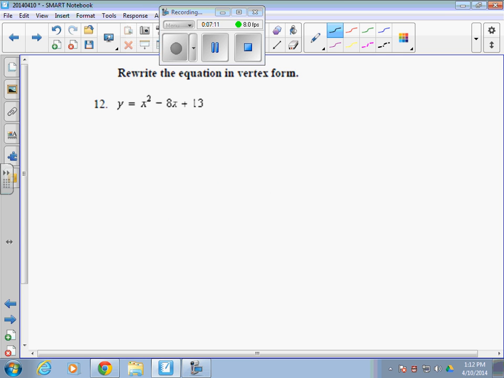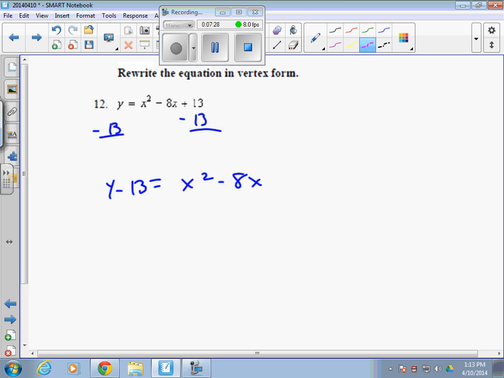Rewrite this one in vertex form. It's not in vertex form because that's not a perfect square right there. So what you need to do is remove that one. It says plus 13, so subtract it. If you do it there, do it on the left side as well. It leaves you with y minus 13 equals x squared minus 8x.